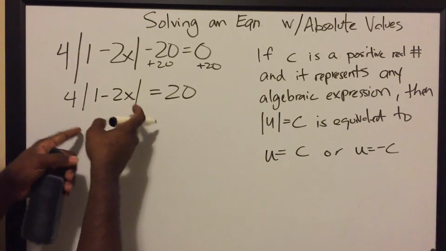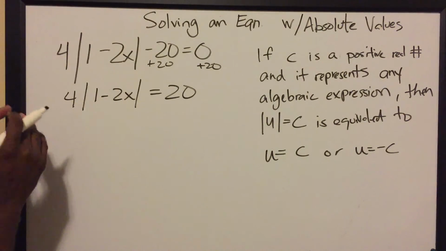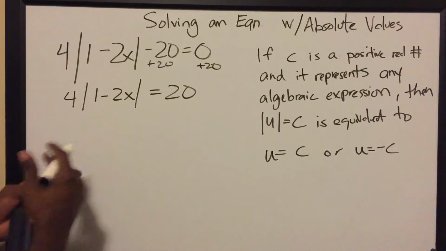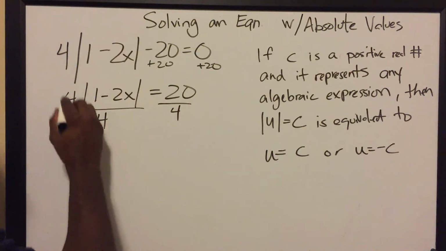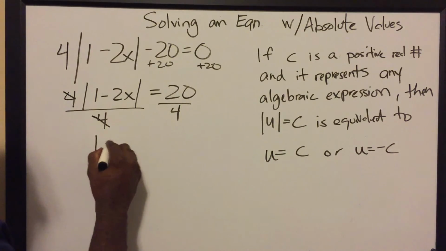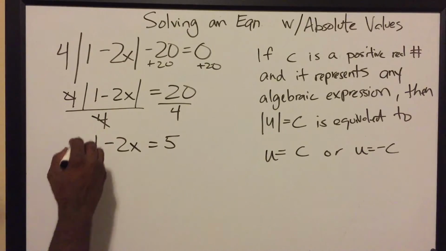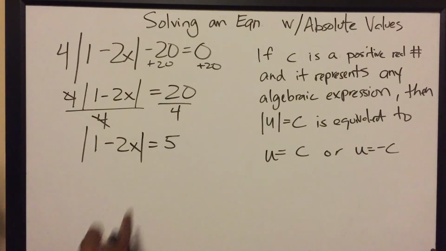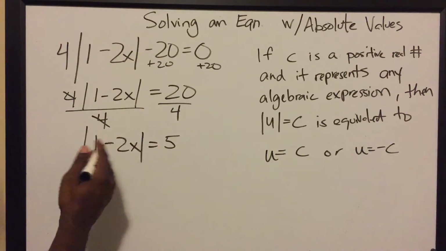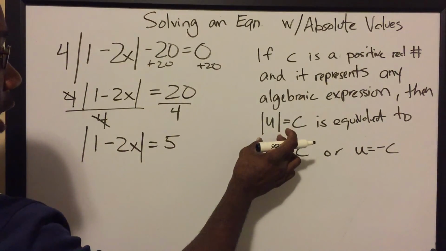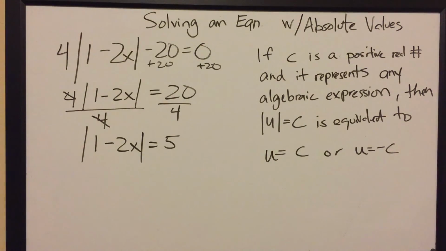Now, we still need to get the absolute value sign all by itself, but right now, the 4 is attached to that. The only way we can get it by itself is by dividing by 4 on both sides. So if we divide by 4 here and divide by 4 here, this is going to cancel that out. Then we have 1 - 2x is equal to 5 there. Now, we're right back in the same setup as we had for the previous problem. And it says that the absolute value of u is equal to c. We can say u is equal to c or u is equal to negative c.